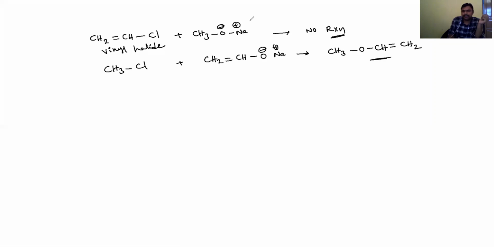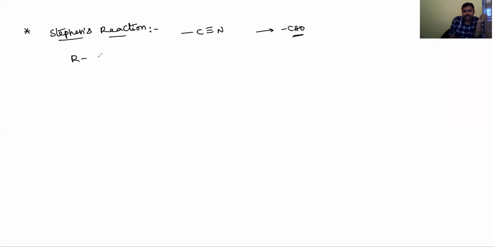Okay, the next important named reaction is Stephen's reaction. What is Stephen's reaction, dear students? Stephen's reaction is nothing but a reaction in which the cyanide CN group is converted into aldehydes. So how are cyanides converted into aldehydes? For example, an alkyl cyanide on reduction with the reducing agent tin and HCl, Sn/HCl, which produces nascent hydrogen.